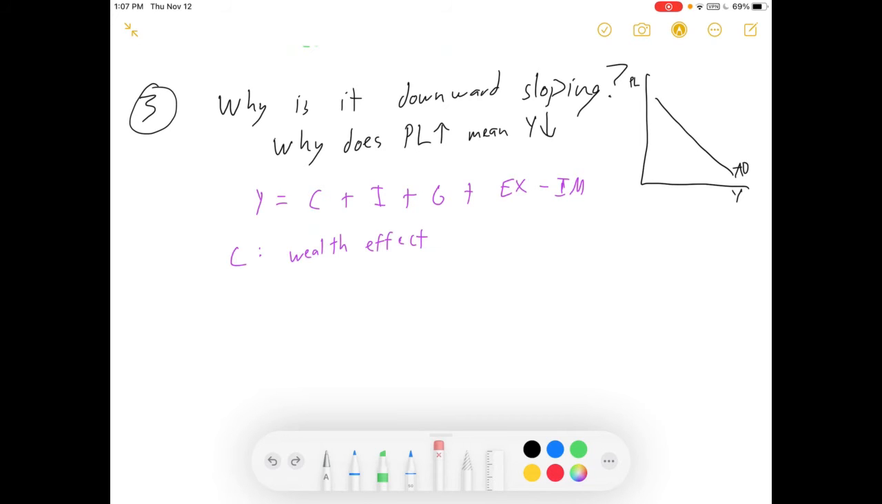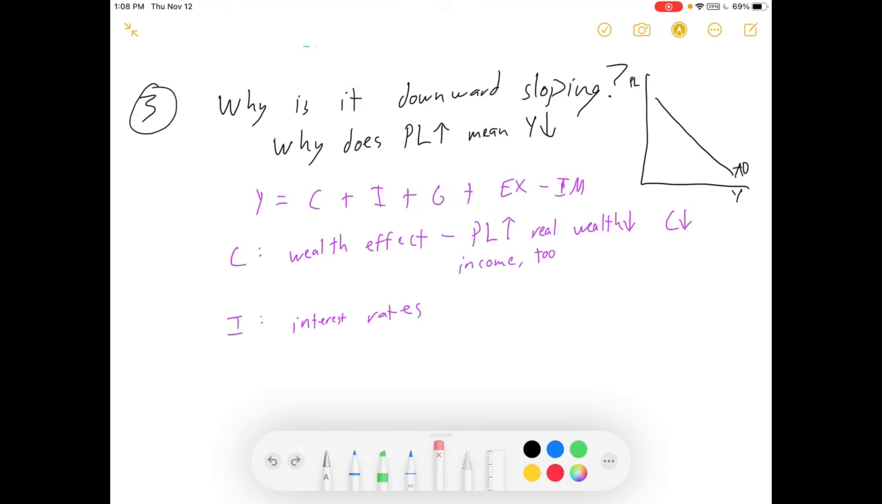Let's take a look at consumption. There's a wealth effect. If the price level goes up, then the real value of your wealth goes down. Your wealth can't buy as much as it used to. That will mean you'll consume less. We can make very similar arguments about income. If your prices go up, the real value of your income goes down, and your consumption goes down with it. So if prices go up, consumption goes down.